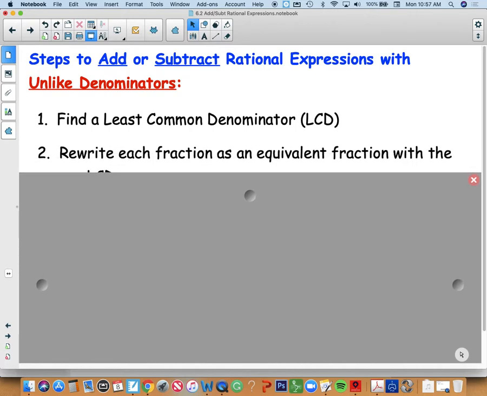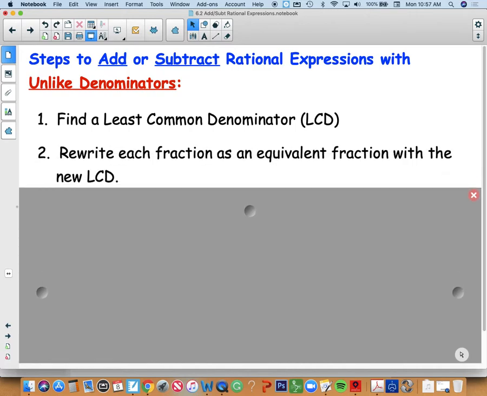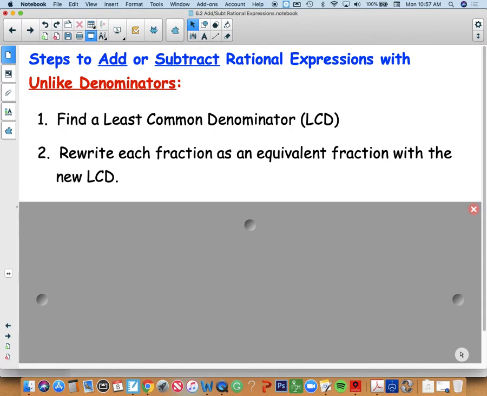Number 2, rewrite each fraction as the equivalent fraction with the new least common denominator. So that's our second step, which just means find the common denominator, multiply top and bottom by the number or polynomial or whatever you need to get the common denominator. So that just says rewrite it after you find that.